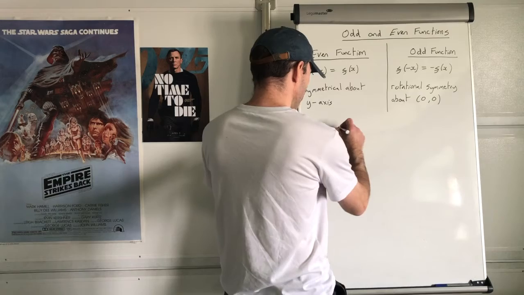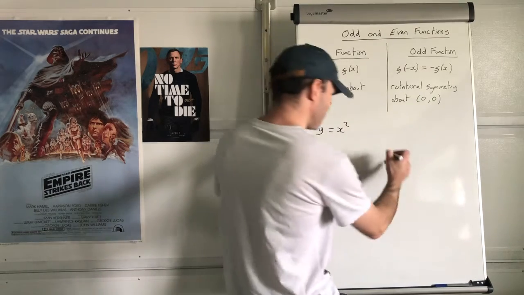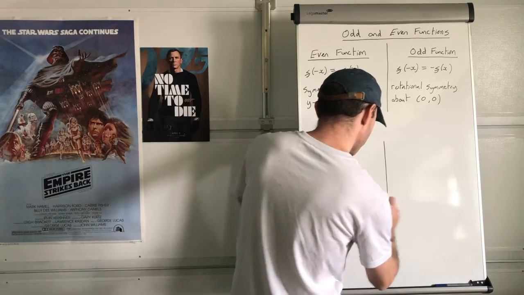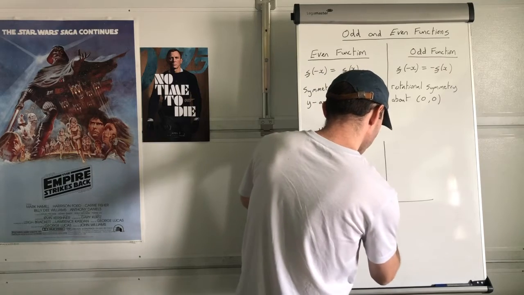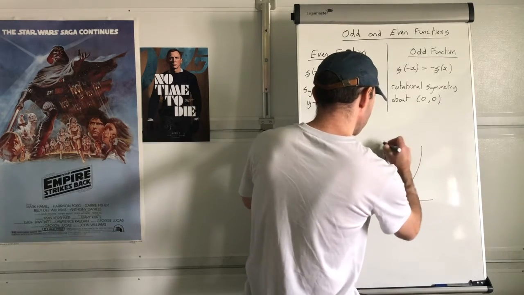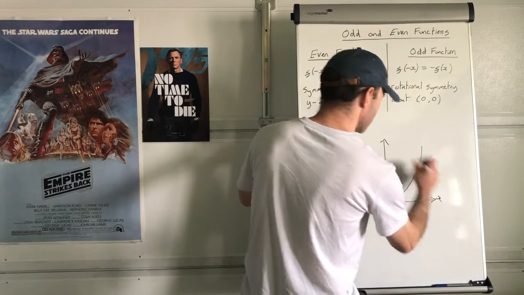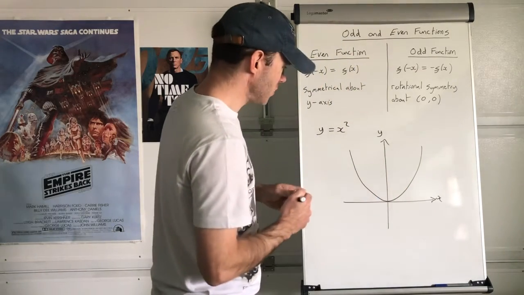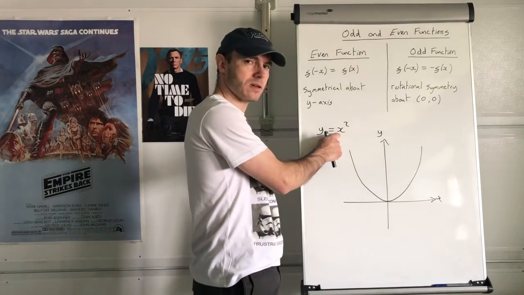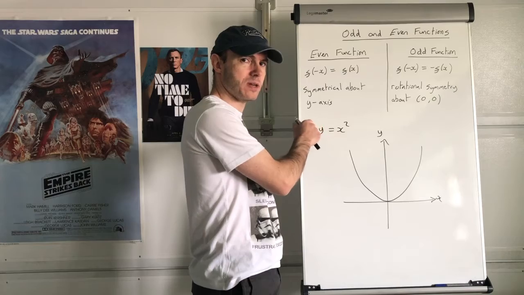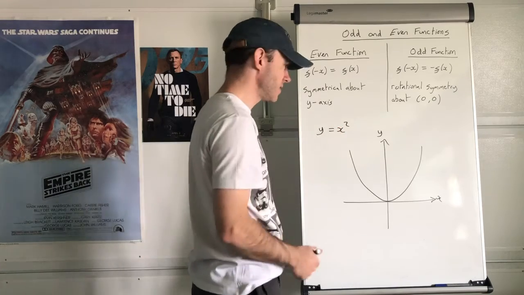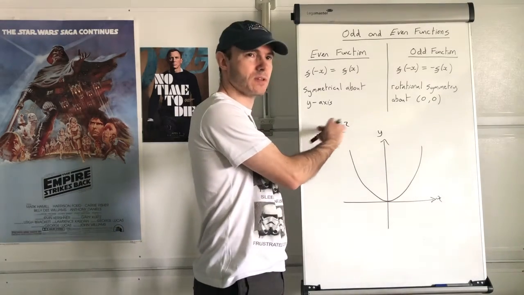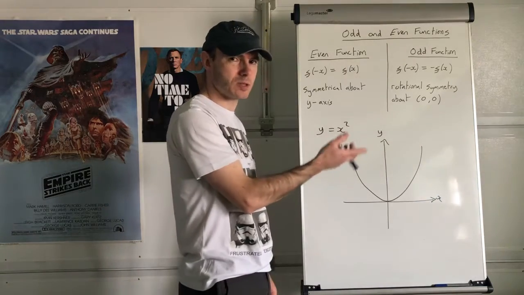So the first one, y equals x squared. That's a parabola, as we know. Looks something a little bit like this. And you'll see straight away, it's symmetrical about the y-axis. And when you substitute in a negative value of x, you get the same output as when you put in the positive value of x. So x is negative 3, you square it, you get 9. x is 3, square it, you also get 9.